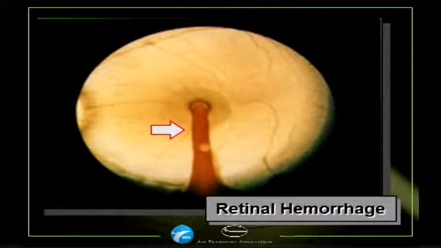This is a picture of an Air Force experimentation on an animal where they actually lased the macula right there, and you can see the retinal hemorrhage with the bleeding.